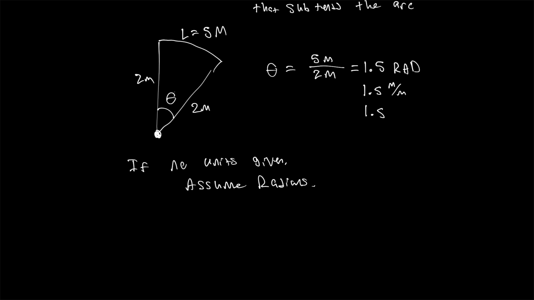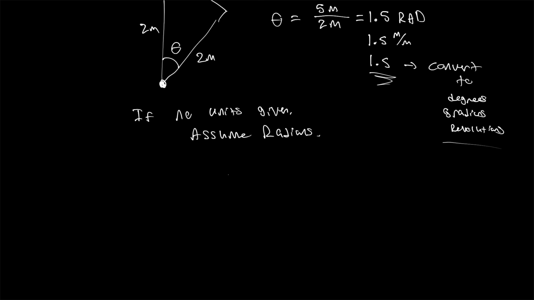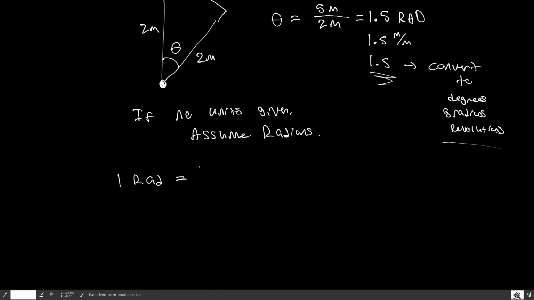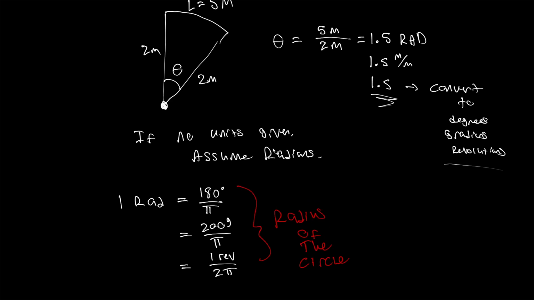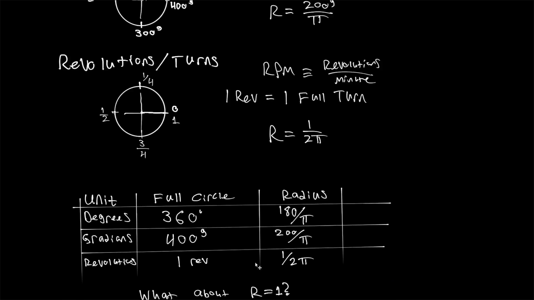If we want to calculate what this angle is, given the length of an arc and the radius subtending that arc, we calculate the angle. We can then convert this to degrees, gradians, revolutions, whatever we want to convert it to using the appropriate conversion factor. And those conversion factors we can give here. 1 radian is equal to 180 degrees over pi is equal to 200 gradians over pi is equal to 1 revolution over 2 pi. We can see these are just the radii of the circle that we gave above in the definitions of these angular units of measure.